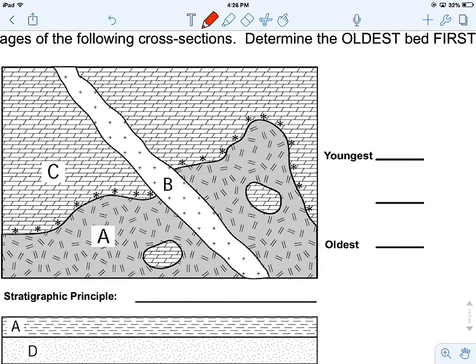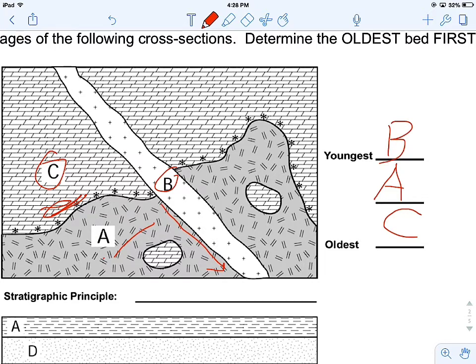So what that tells us, if these rocks were made metamorphic, they had to be there first. So they would be older than A. So our oldest is going to be C. And then it looks like A and B are our next options. And we can see that B goes over top of A. Since it goes over top or cuts through, A is older and B would be the youngest.